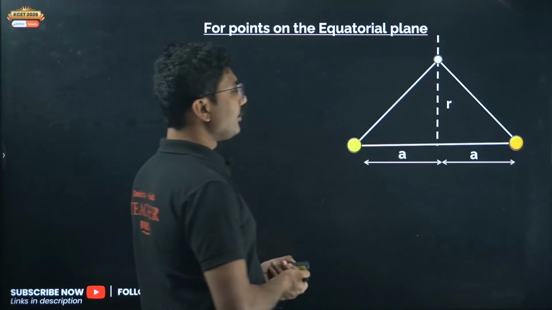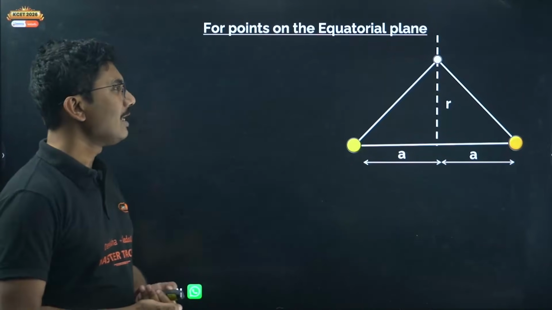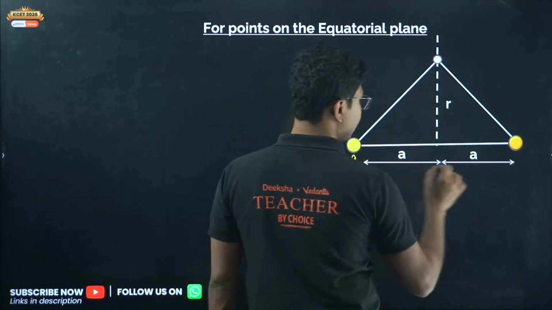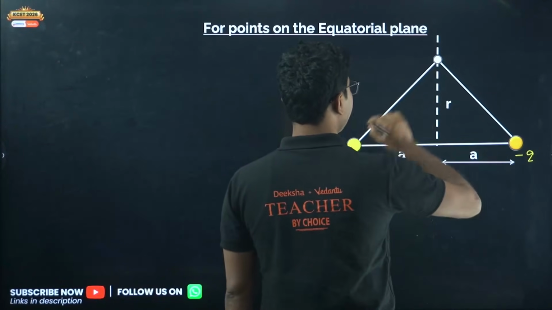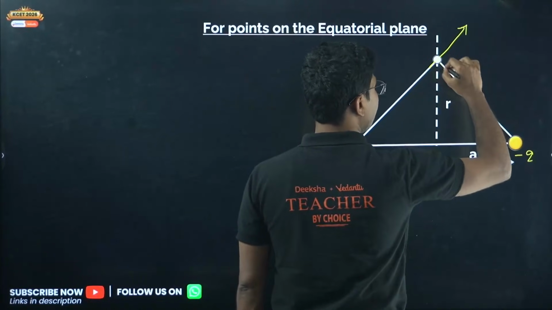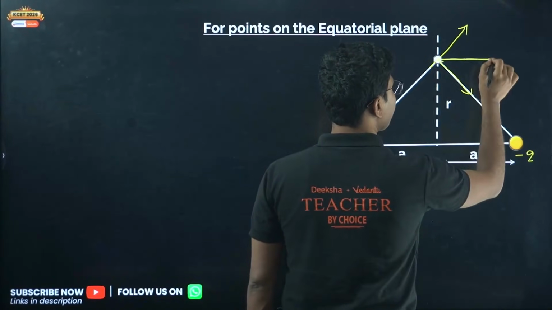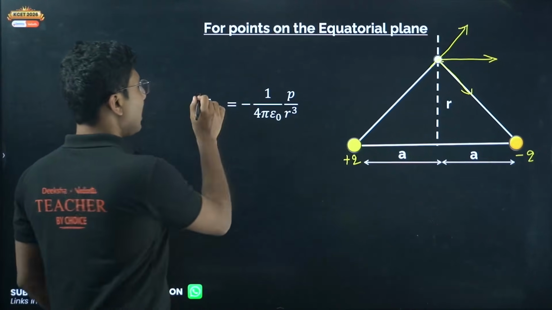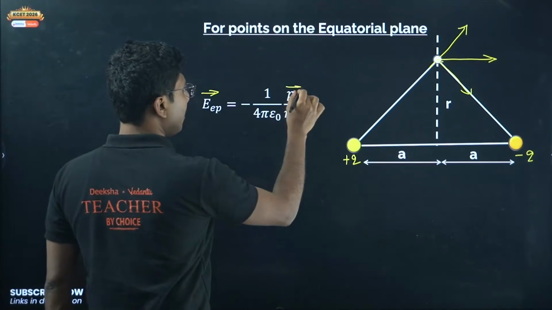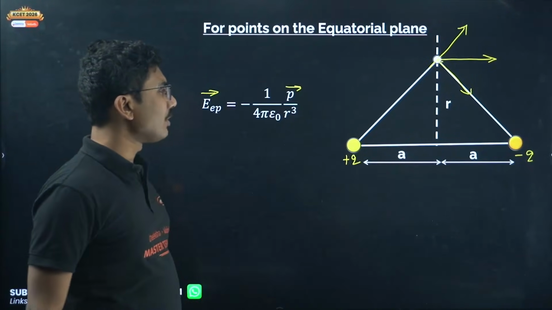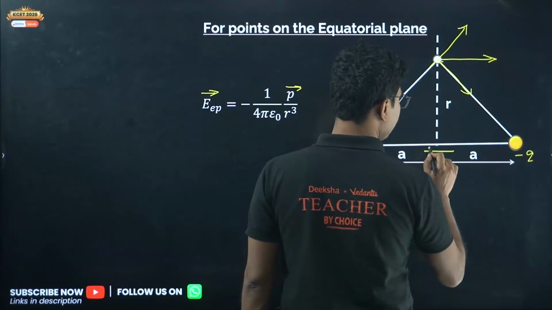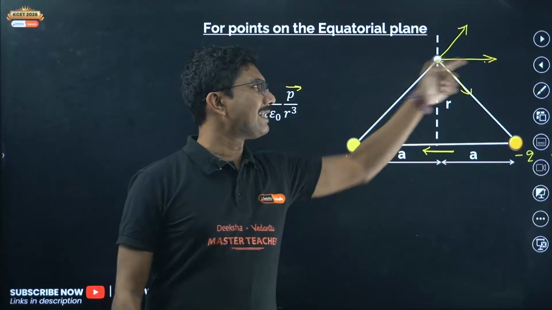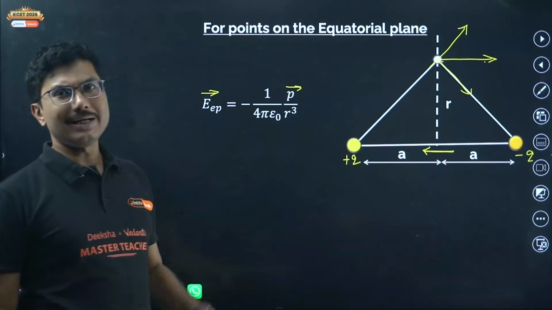For points on the equatorial plane, some students find this derivation slightly tricky. Suppose this is the positive charge and this is the negative charge. The electric field due to the positive charge will be away, and due to the negative charge will be towards, and then you have to take the components and add them. The expression for electric field will be minus 1 by 4 pi epsilon naught, p by r cube. Why is there a minus sign? Because the dipole moment is from negative to positive and the net electric field is in the opposite direction. So dipole moment and electric field are in opposite directions, that's why there is a negative sign.